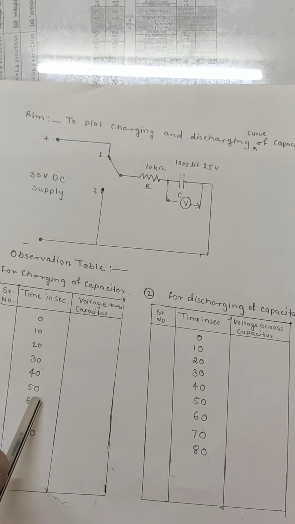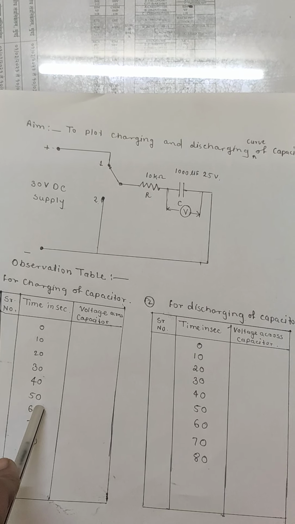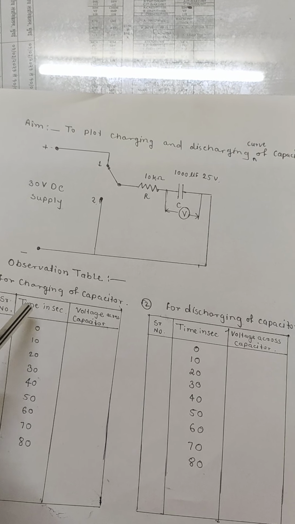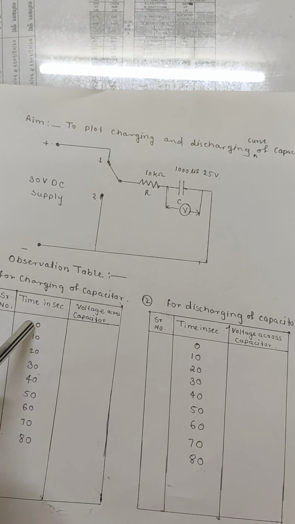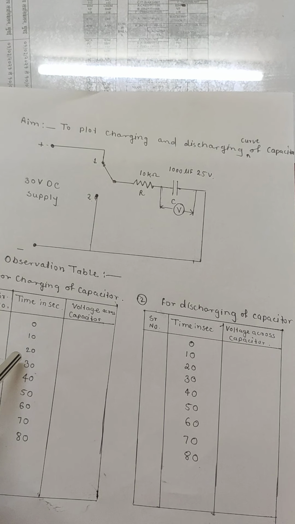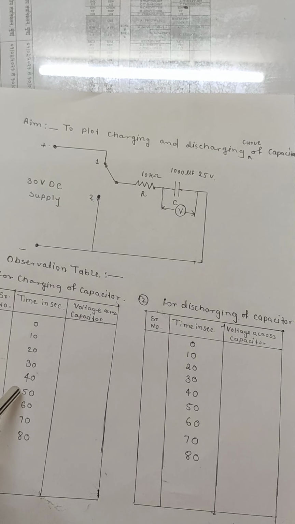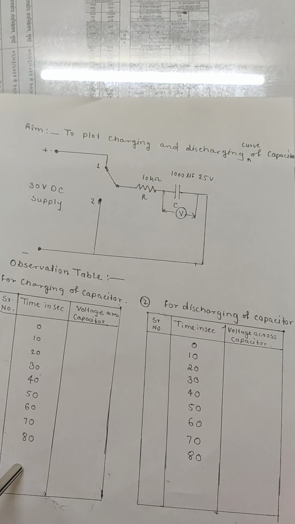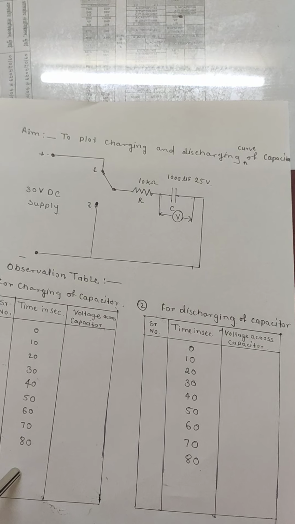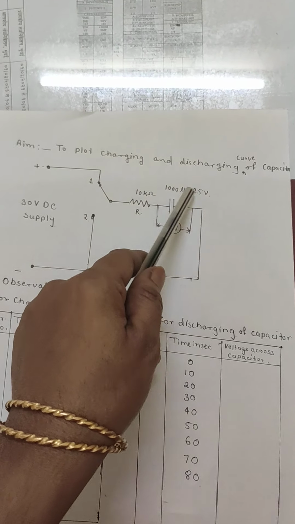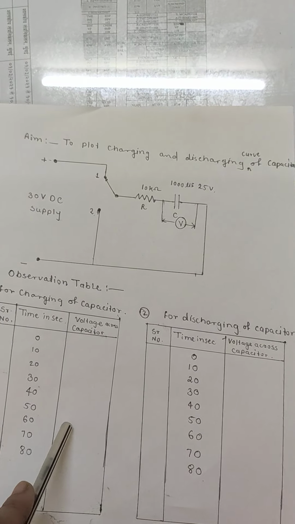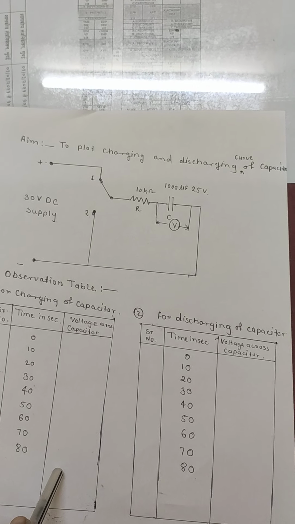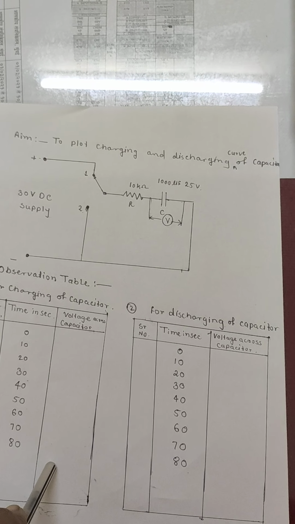With the help of a timer we measure the voltage across the capacitor at the instant of switching, that is at 0 seconds, then 10 seconds, 20 seconds, 30 seconds, 40 seconds, 50 seconds, up to the fully charged voltage of the capacitor. So the voltage across the capacitor when fully charged is 25 volt.